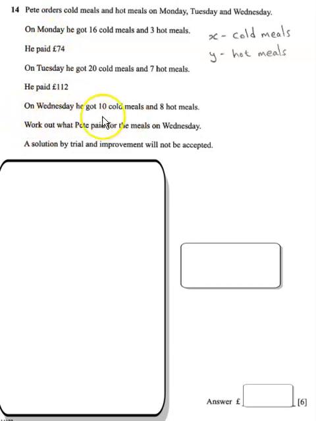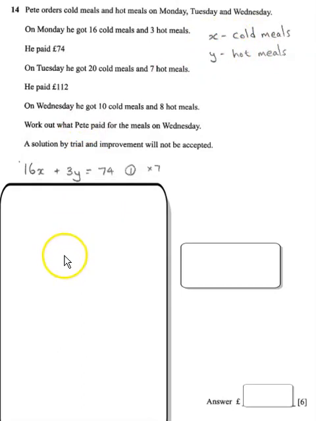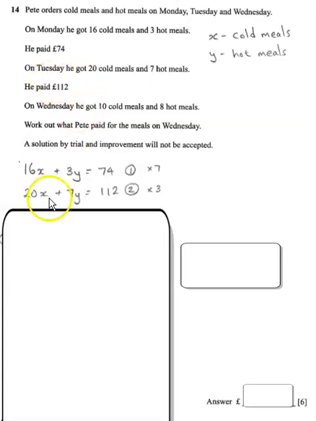The next part is basically getting the cost of everything for Wednesday, using the answers you get from these first two sentences here. So first of all, we label cold meals X and hot meals Y. For Monday, it's 16X plus 3Y equals 74. For Tuesday, it was 20X plus 7Y equals 112.